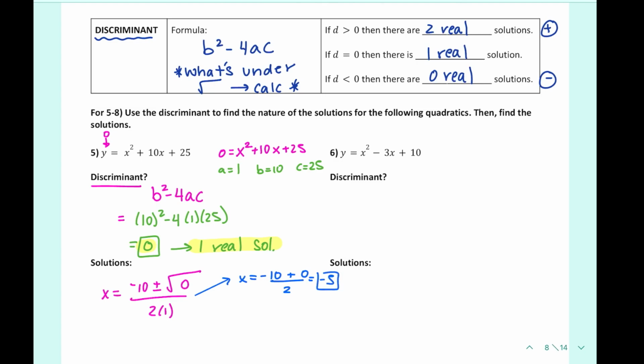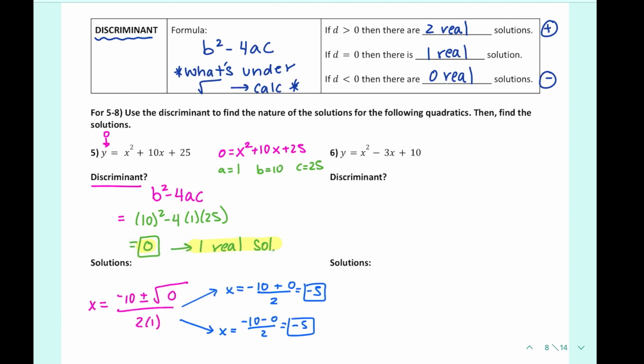And again, we should have the same solution, so let's see if we get the same thing going the other way. Negative 10 minus 0 all over 2. Negative 10 minus 0 is negative 10, divided by 2 is also negative 5. Do you see how that works? So again, the discriminant lets us know the nature of our solutions, and it will tell us if we have one solution, like in this situation, because it is repeated.